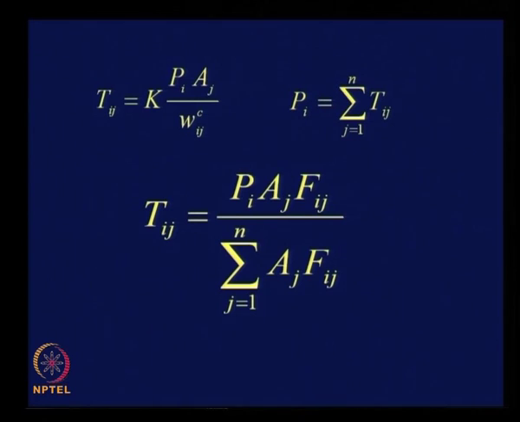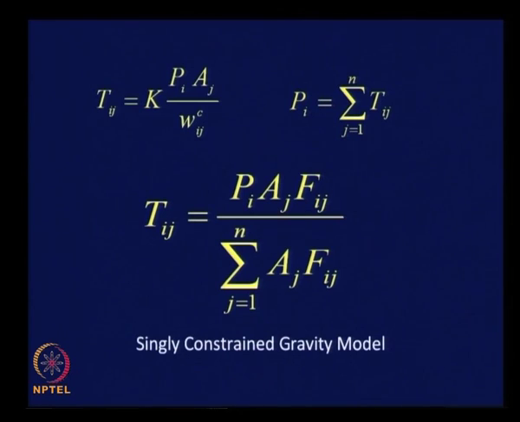And we need to understand that we have introduced one constraint here, namely Pi equal to sigma j equal to 1 to n Tij, to get the final equation for the gravity model. So, rightly we can call this gravity model a singly constrained gravity model. What did we do with the other constraint related to trip attraction Aj? We satisfied that constraint by an iterative process when we distributed the trips.